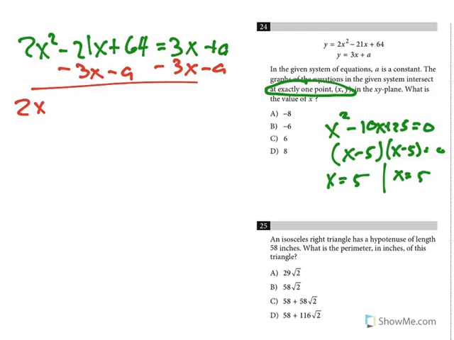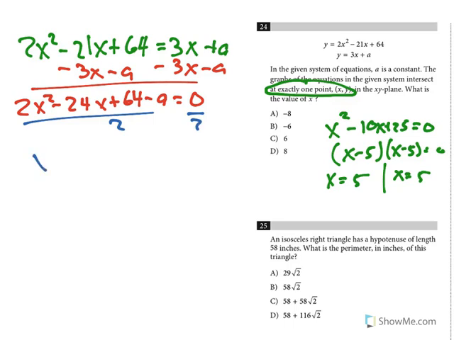So that's going to give me 2x squared minus 24x plus 64 minus a is equal to 0. All right, I'm going to divide everything here by 2. So I've got x squared minus 12x plus 32 minus a halves is equal to 0. All right, so I want this thing to be a perfect square trinomial.